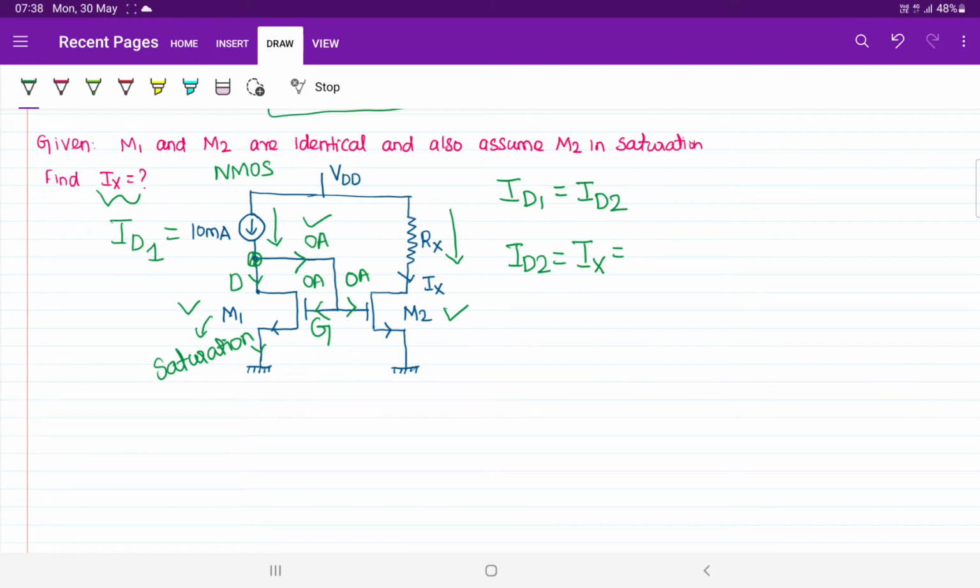So that could be done in this way. They have connected two MOSFETs, identical to each other, according to the configuration shown below. When both are identical, automatically what will happen? Identical means their internal specifications, their entire parameters, are similar to each other. In that case, we can directly take that the value of ID2 equals IX equals ID1, whereas the value of ID1 is equal to 10 milliampere.